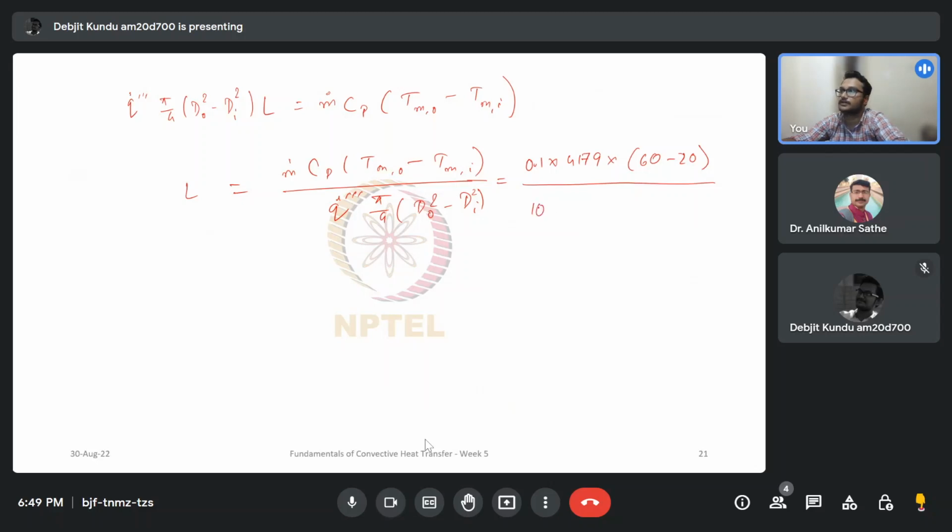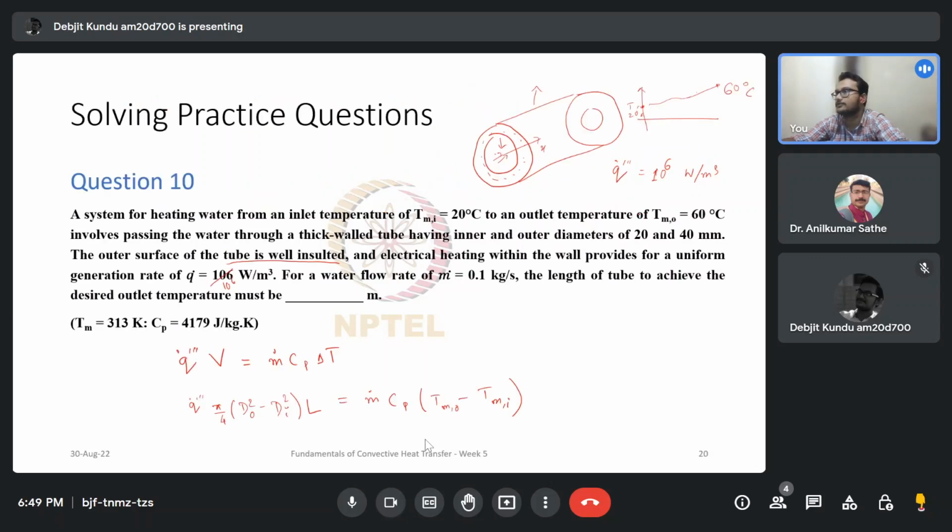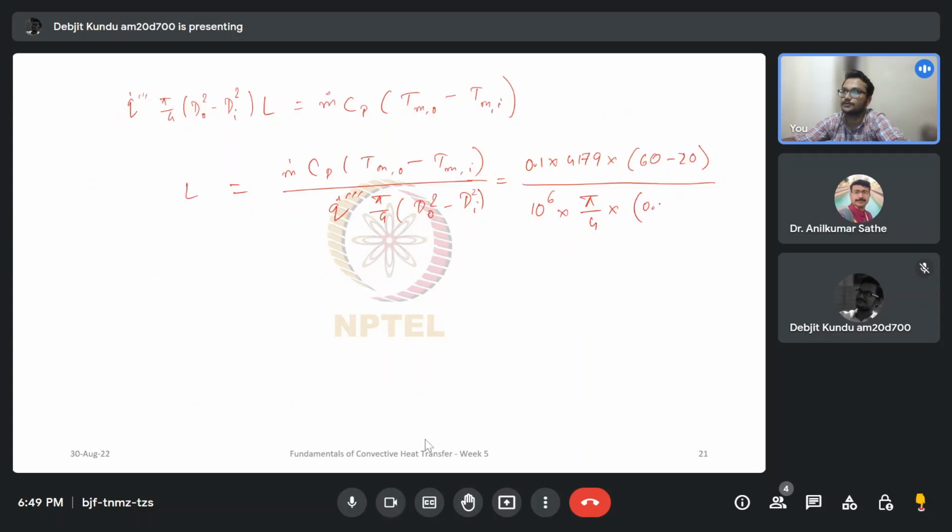Q dot we took as 10 to the power 6, times pi by 4, times d naught squared minus di squared. These are 40 and 20 millimeters. So 0.04 squared minus 0.02 squared. So this we can write as 4179, and I'm simply writing it as 4180, a simple approximation, into 40.